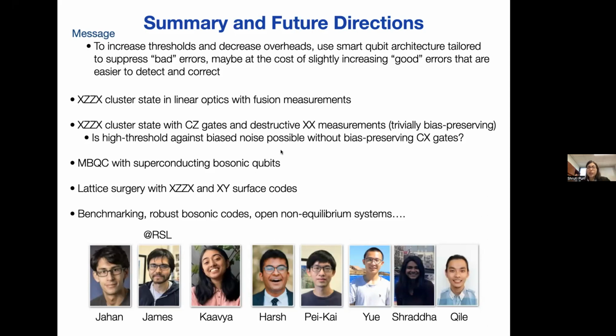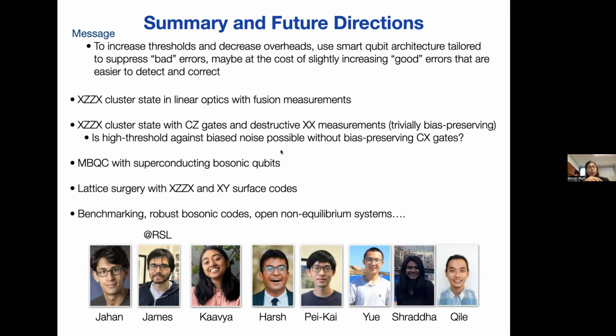We are also working on other things, not just the cluster states. We are thinking about how to do more efficient lattice surgery with the XZZX surface codes. There's also the XY surface codes, which have high threshold to bias noise, but we don't really know how to do gates on them. They have some nice properties, but not so nice properties. So we're trying to see how we can actually bring them up to the XZZX surface code.